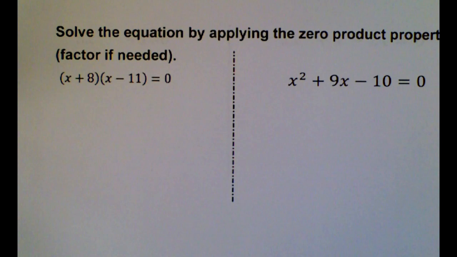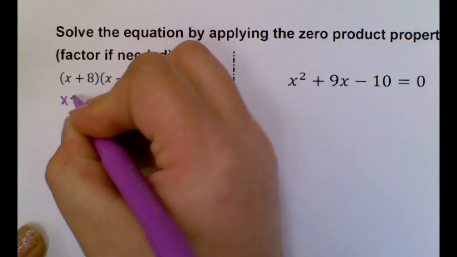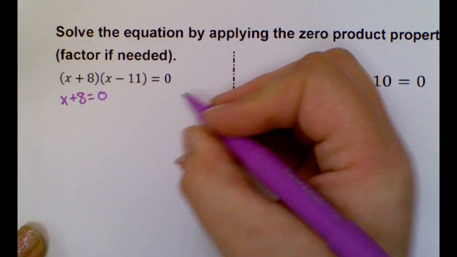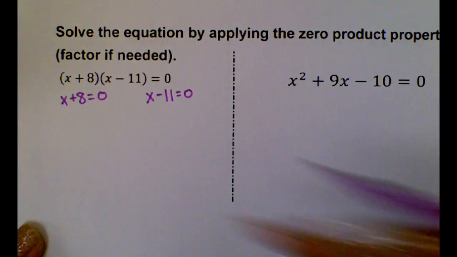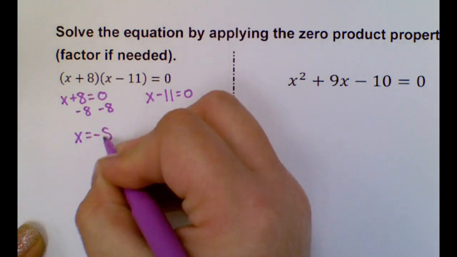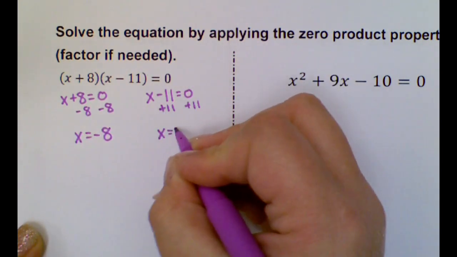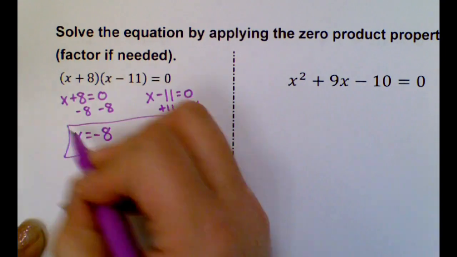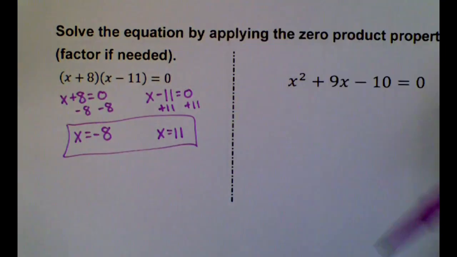So to apply the zero product property, if I have two factored pieces equal to 0, then either x plus 8 equals 0 or x minus 11 equals 0. I solve each of those. So subtract 8 here, I get x equals negative 8. Or add 11 here, I get x equals 11. That means both of these values, negative 8 and 11, will cause this equation to be true when I plug them in.